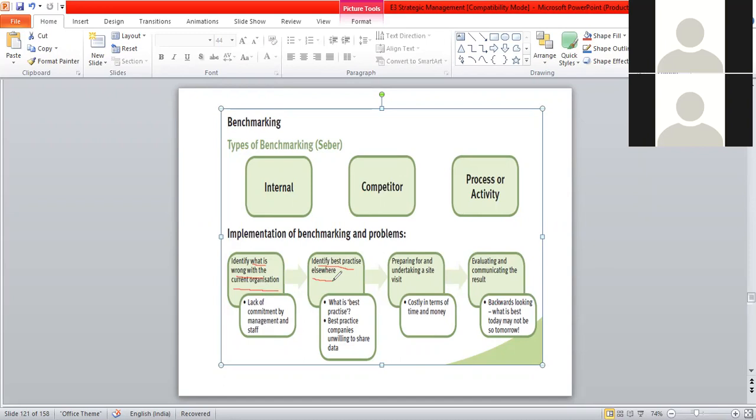Whoever it is, within the organization or outside the organization, if you are not able to achieve that, and someone else is able to achieve that, identify. You not able to achieve that, identify. Someone else able to achieve that also should be identified. After that, preparing for and undertaking a site visit.